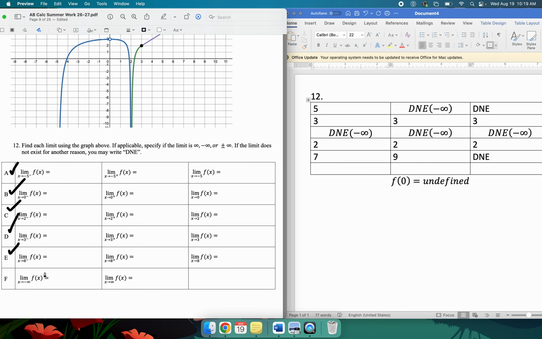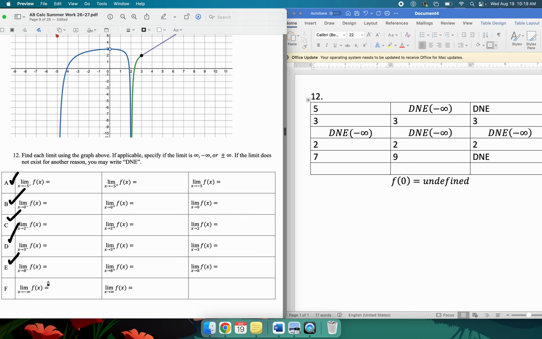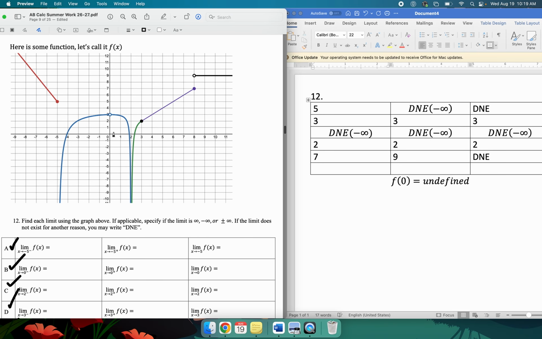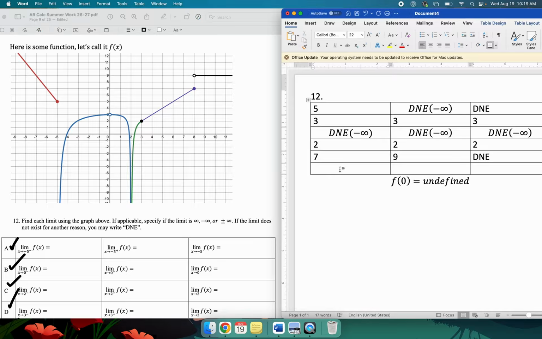So for this limit here, where it says limit as x goes to negative infinity, you want to be thinking about the x coordinate of the graph going to negative infinity. That means you're going way out to the left, and you're asking what's happening to the y values as you do that. As I go way off to the left, what's happening to the y values? I think the y values are just getting bigger and bigger. Like, I don't think they're settling down on anything. So I think they're approaching infinity. So you could say DNE, infinity.